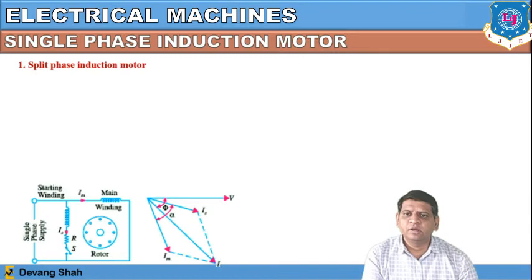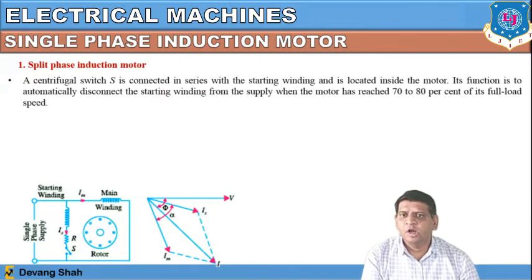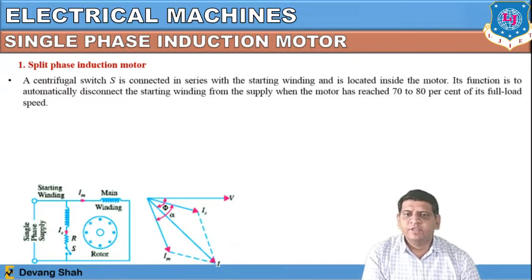Now, in another sense, if we talk further about the split phase induction motor, a centrifugal switch is employed here. This centrifugal switch is connected in series with the starting winding and is located inside the motor. Its function is to automatically disconnect the starting winding from the supply when the motor has reached 70-80% of its full load speed. Once the motor reaches 70-80% of its full load speed, the centrifugal switch automatically opens, and once it is open, there is no job for the starting winding, right?